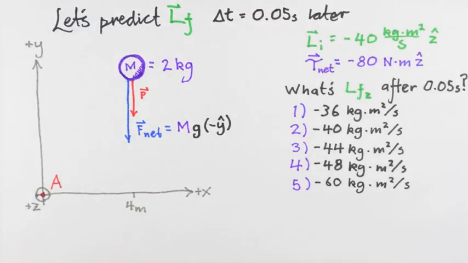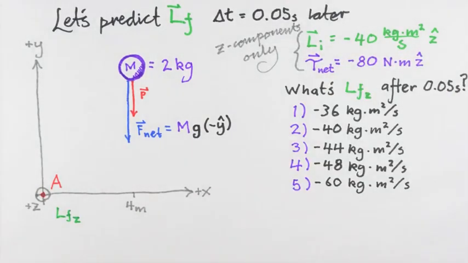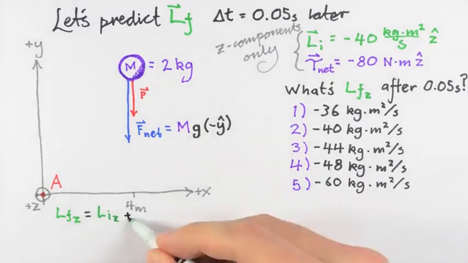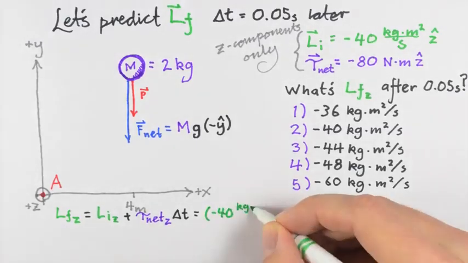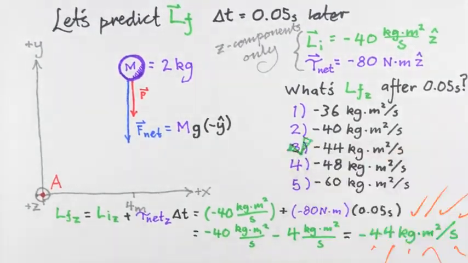Here's the solution. The only non-zero components are the z components. So to find the z component of L sub f, we take the sum of L sub i's z component, which, as we found earlier, is minus 40 kilograms meters squared per second, and add tau net, the net torque, times delta t. And we find that L sub f, the final angular momentum, has a magnitude of 44 kilograms meters squared per second, and the direction of L sub f is in the minus z direction.